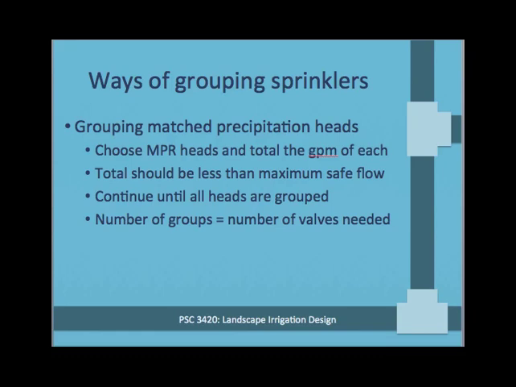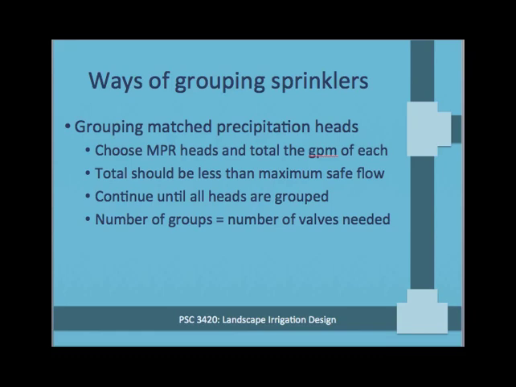There are a couple of different ways to group sprinklers. Most often, you're going to be using matched precipitation rate heads, and those, of course, you would group together. In this case, you would choose matched precipitation rate heads and then total the flow, or gallons per minute, of each of those. And then that total flow should be less than the maximum safe flow in the area. And you would continue to do that. So if that total was less than the maximum safe flow, that could comprise one zone. You could continue to add sprinklers until you approach that maximum safe flow. It just depends on your approach to the problem.